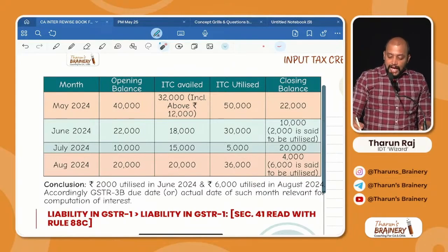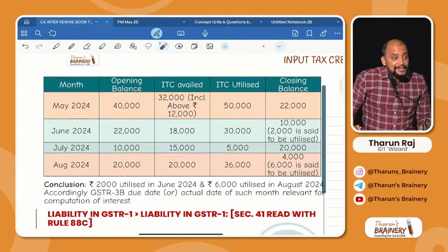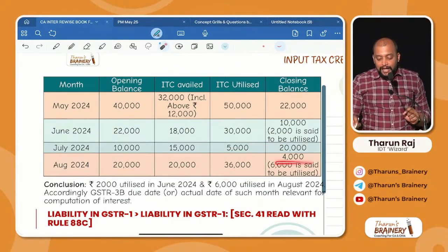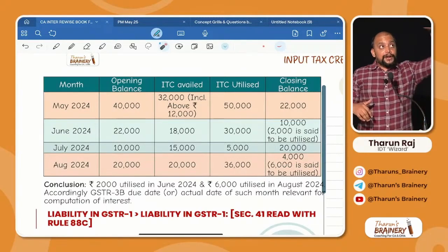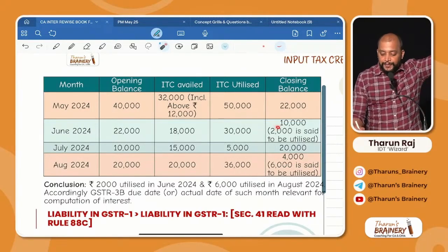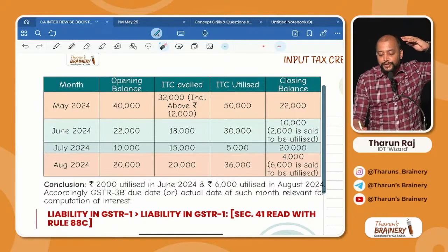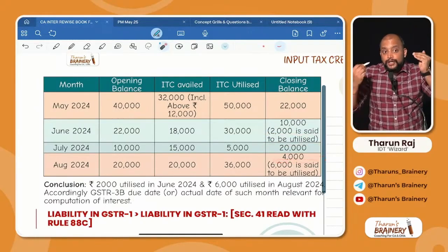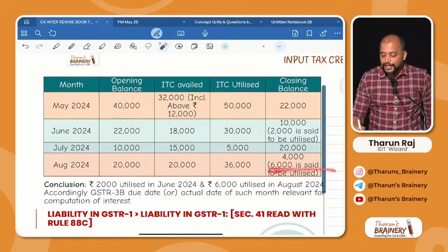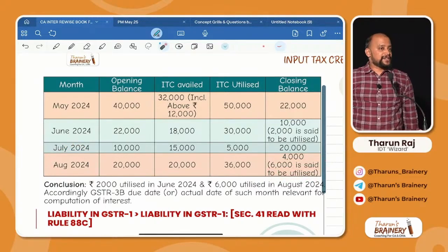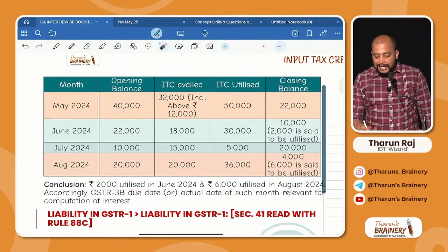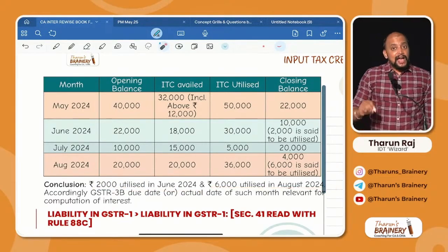Then next, August month, opening balance is how much? 20. ITC availed 20, ITC utilized 36,000, and the closing balance is 4,000. Now already the 12 came down to 10. Correct? Then how much have we utilized? 2,000 utilized. And that 10 came down to 4, meaning 6,000 is utilized. In which month? August. Now 2,000 was utilized in June and 6,000 utilized in August.